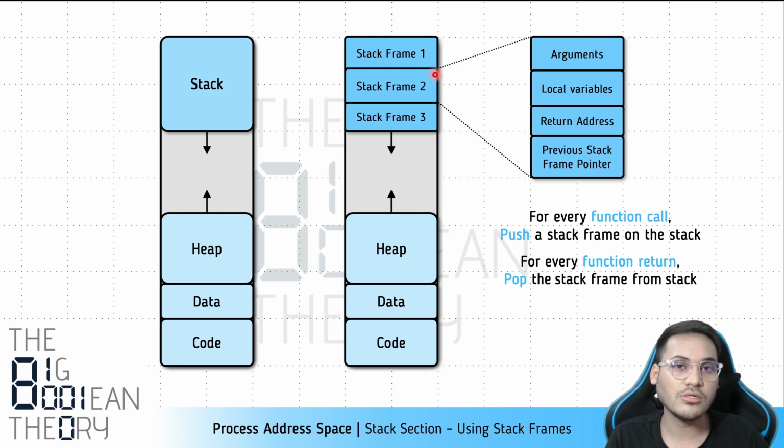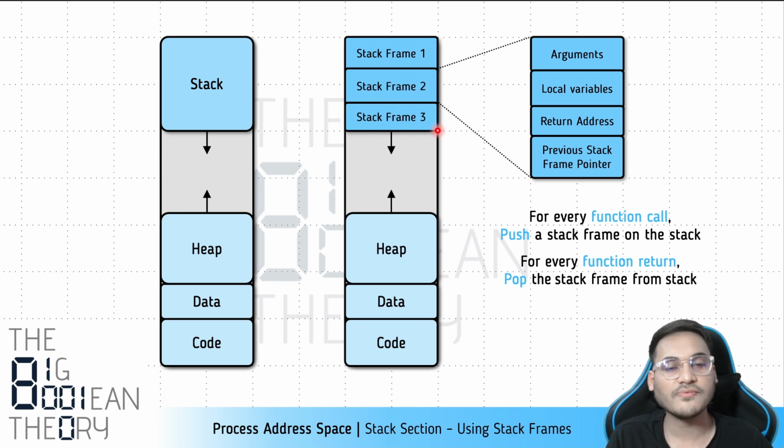Then function 1 calls function 2. So we push another stack frame for function call 2, which is stack frame 2. So for every function, we are pushing a stack frame object onto this stack section. And finally, when function 2 calls function 3, we push another object for that particular function call. So that is stack frame 3.